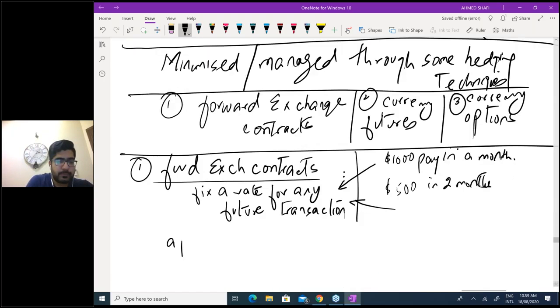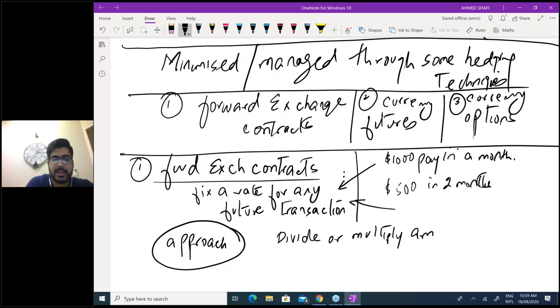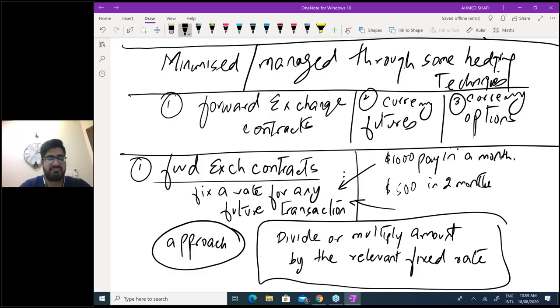The approach of forward exchange contract is you simply have to divide or multiply the amount by the relevant fixed rate. It's just a one-step approach of forward exchange contract. That's why it carries hardly 1 or 2 marks. You need to divide or multiply by the transaction amount.